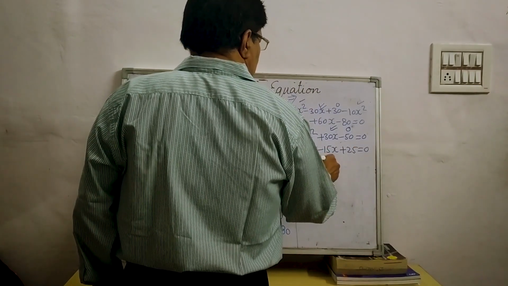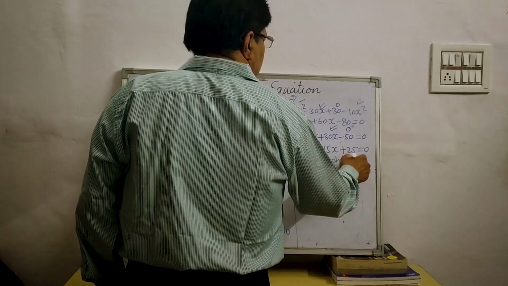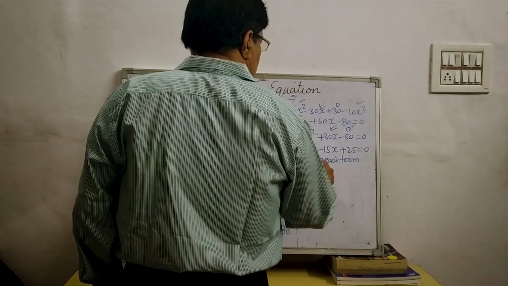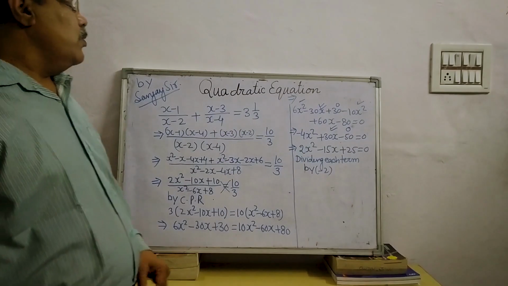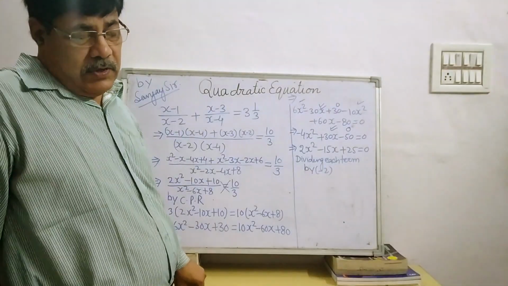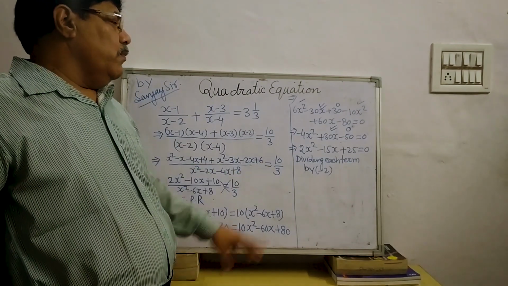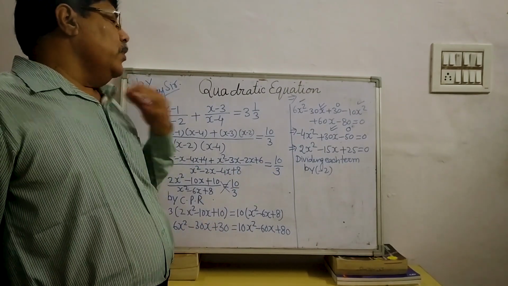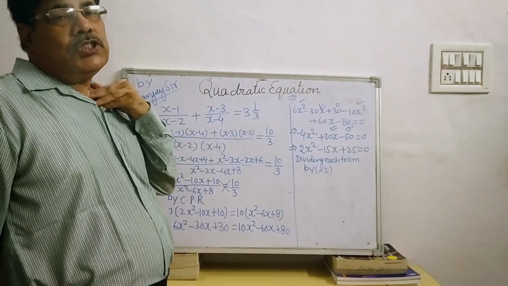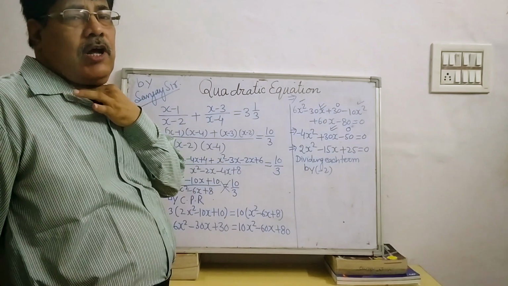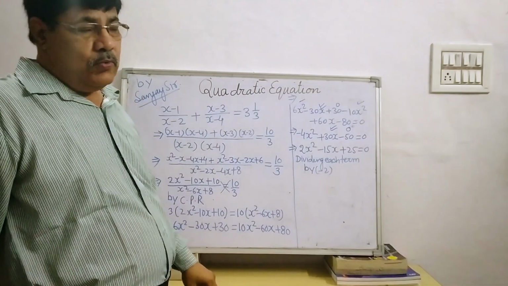Dividing each term by minus 2. So this is our equation, 2x square minus 15x plus 25 equal to 0. Now we can solve it by factorization also, but because in the question it is given to apply the formula, we will use the formula for finding out the values of x.